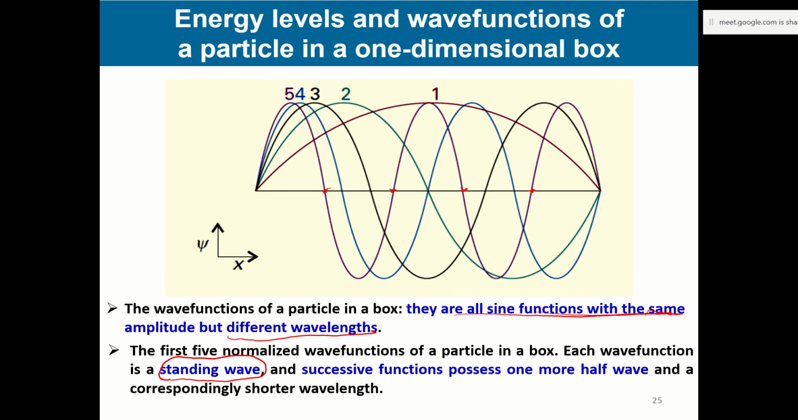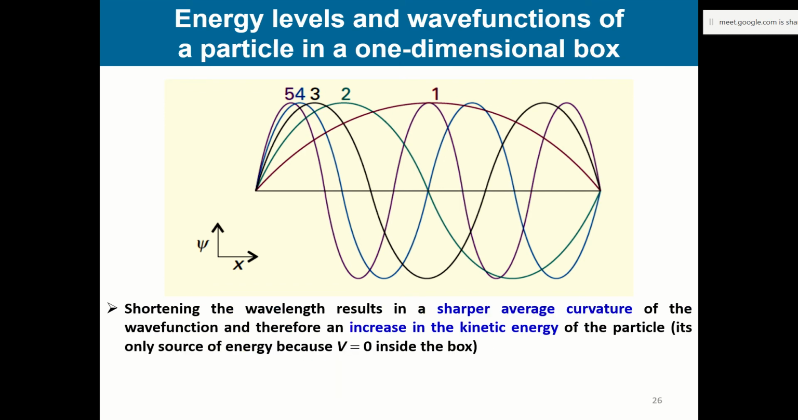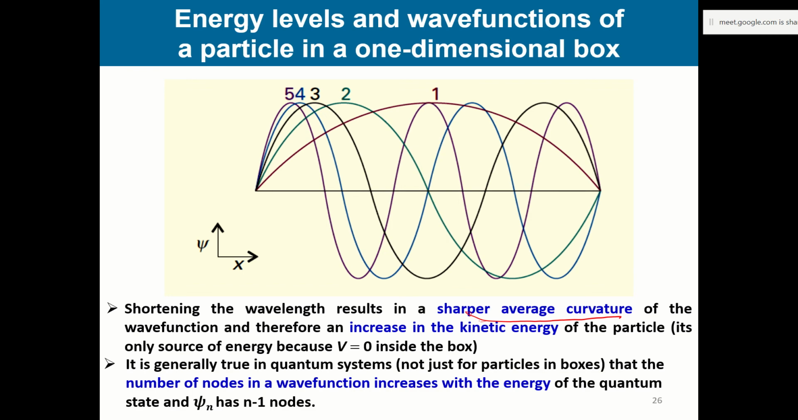So anyway, this is a general scheme of any moving particle. Each wave function is a standing wave, and successive functions have one more half wave and progressively become shorter. Shortening of wavelength, sharper average curvature, increasing kinetic energy, all these points I have just mentioned 2-3 times already.